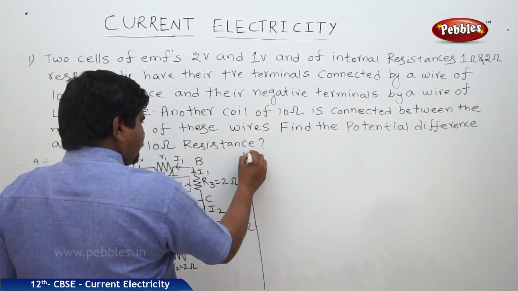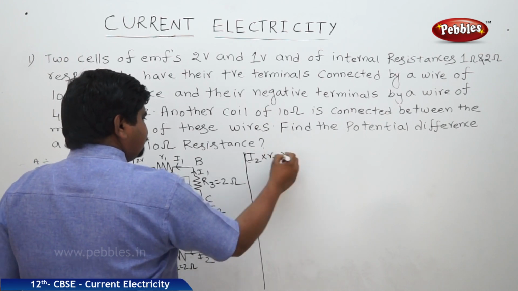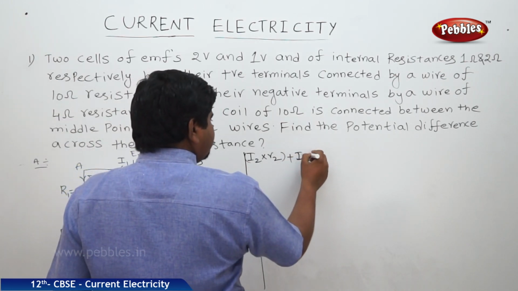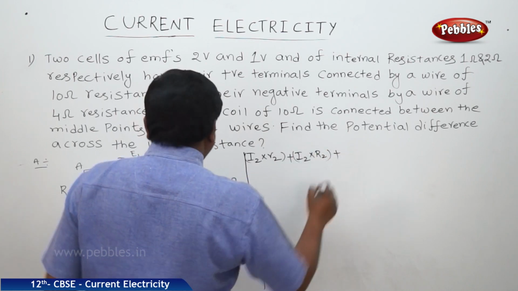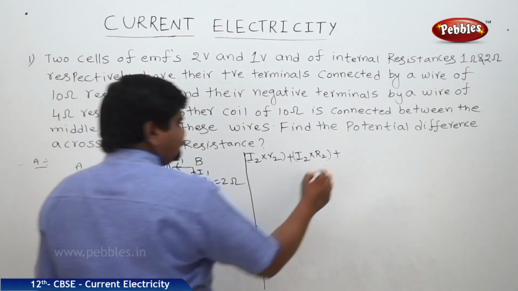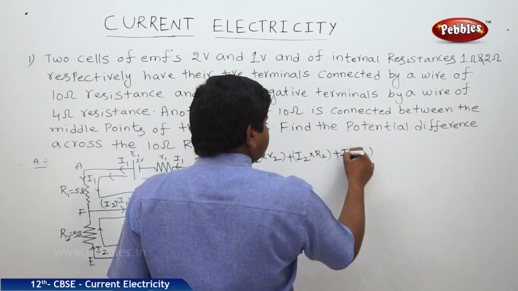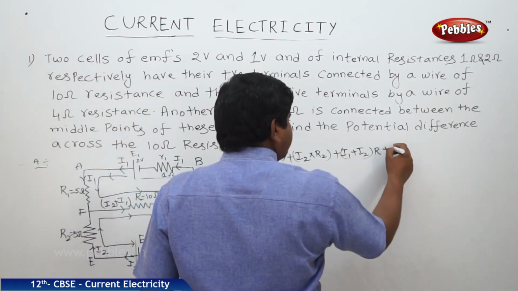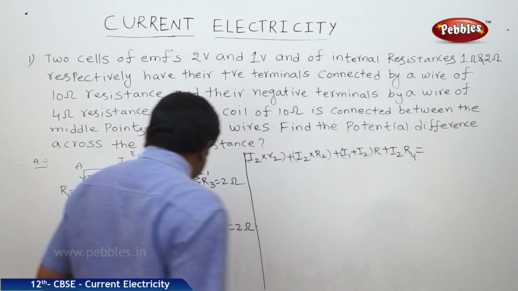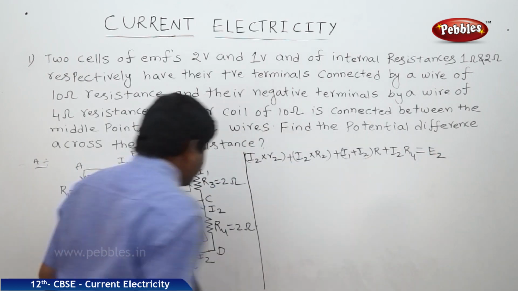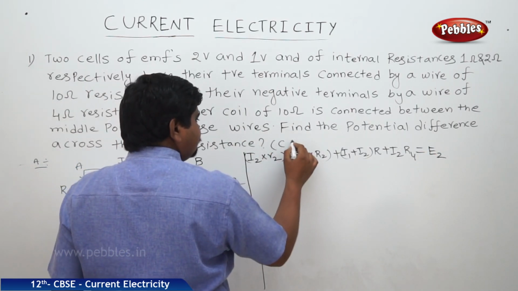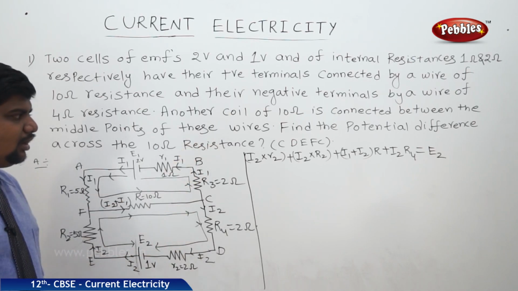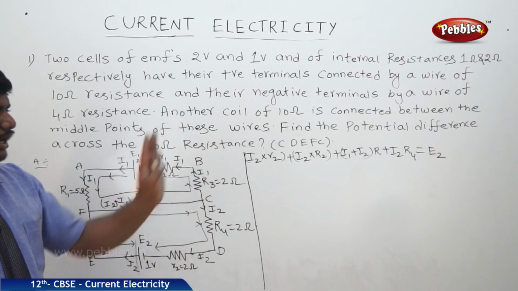Yeah, see. I2 into small r2 plus I2 into capital R2 plus I1 plus I2 into R plus I2 into R4 is equal to E2. So what is this path? CDEFC. Now we will substitute the small r2, capital R2 and R and R4 values and E2 values in the equation.